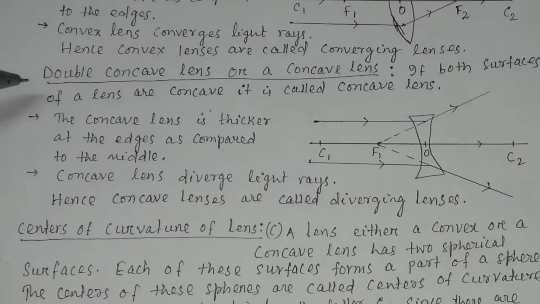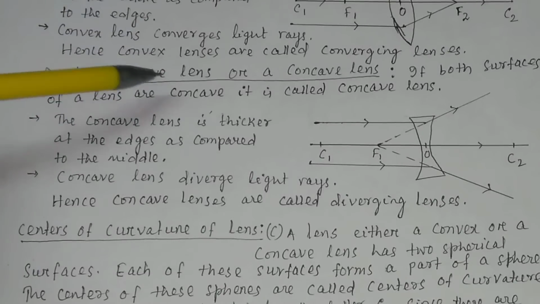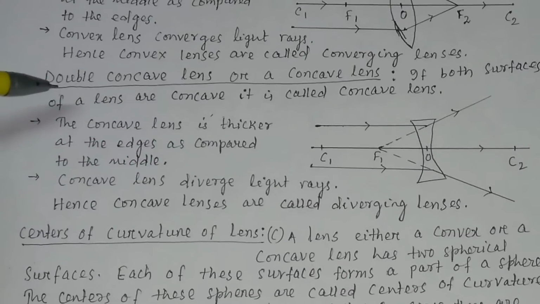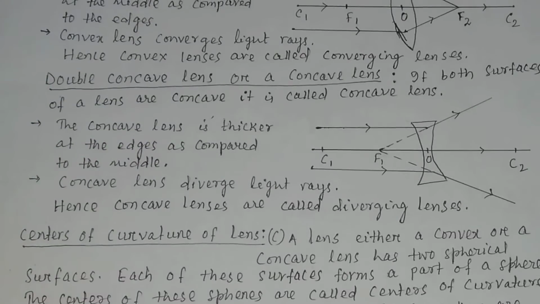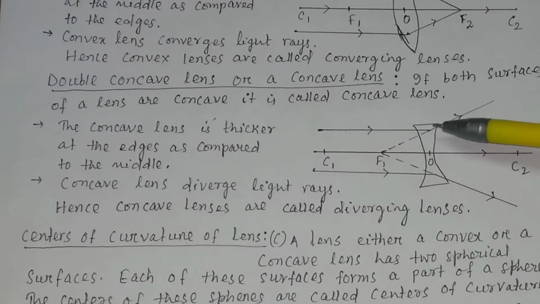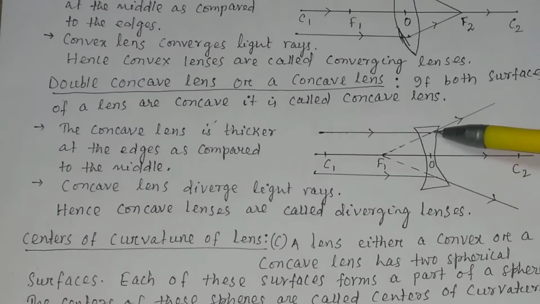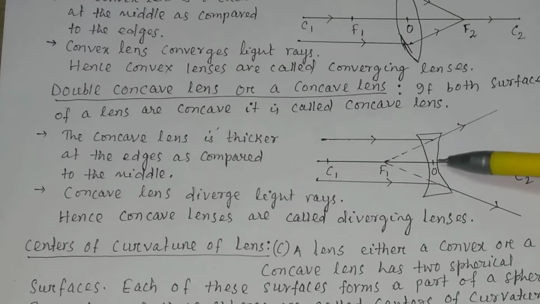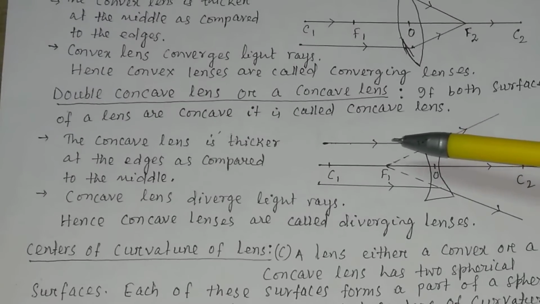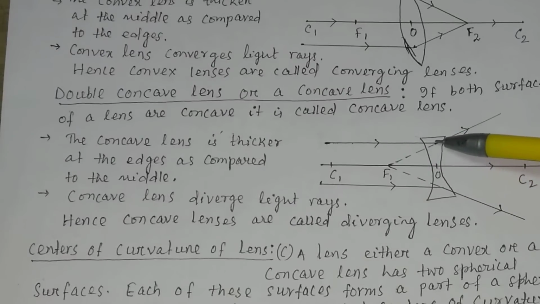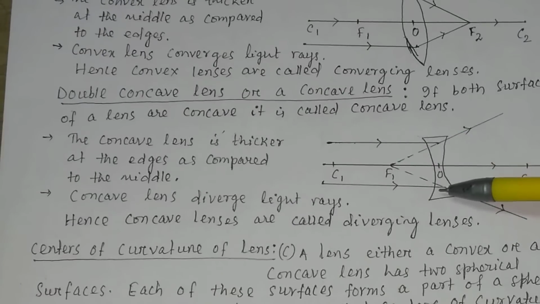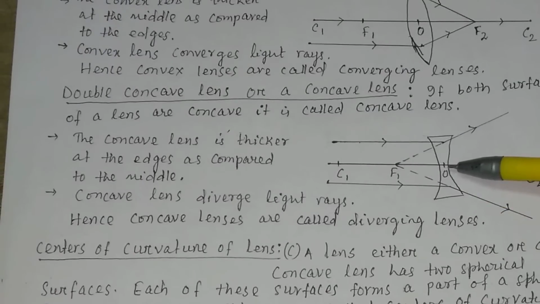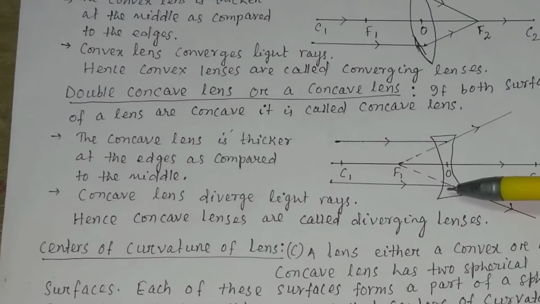Then a double concave lens or a biconcave lens or simply a concave lens. If both surfaces of a lens are concave, it is called a concave lens. This surface is concave and this surface is concave. A concave lens is thicker at the edges. This is the edge. So at the edges, the concave lens is thicker as compared to the middle. The middle is thinner and the edges are thicker.